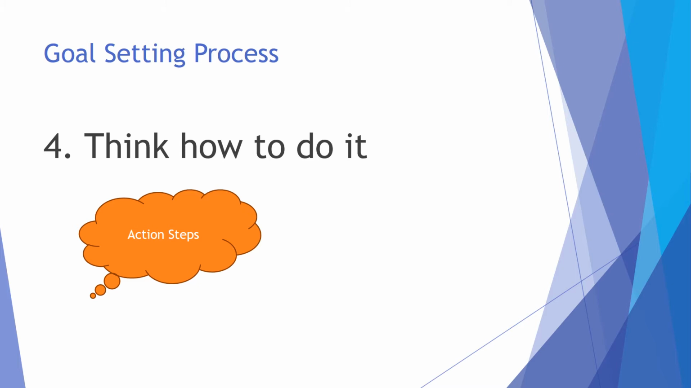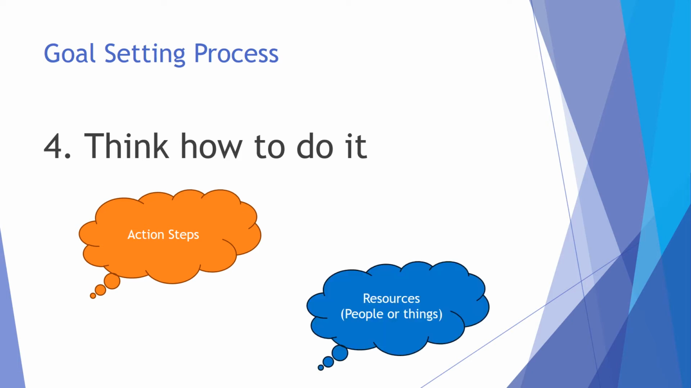For example, if your goal is to get an A on your math test, some action steps might be doing your homework, studying every night, or talking to your teacher. Typically, the larger the goal is, the more action steps that will be needed. Next, you will need to consider some resources. These could be people or things that can help you reach your goal. So for the math test example, some resources could be your teacher, your parents, your textbook, or even a calculator. Anything that you may need or anything that can help you reach your goal can be considered a resource.